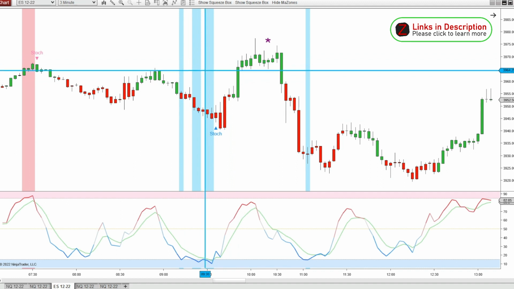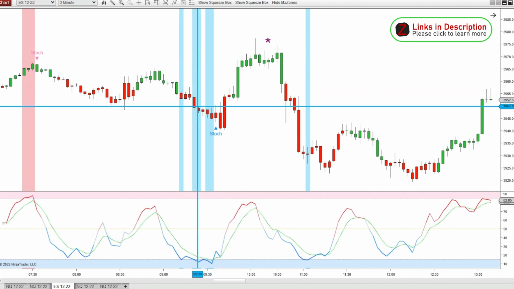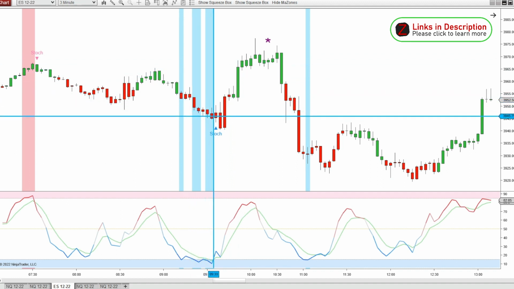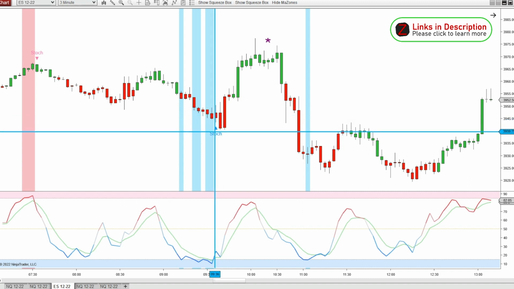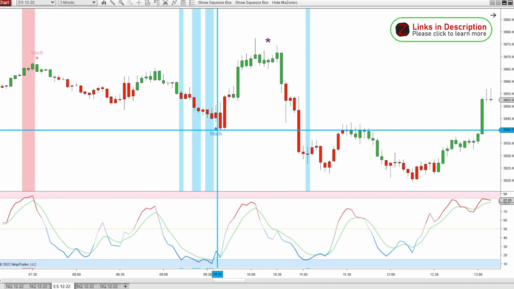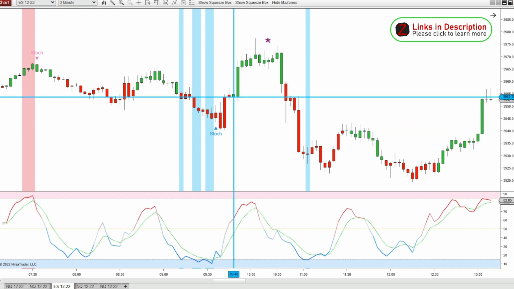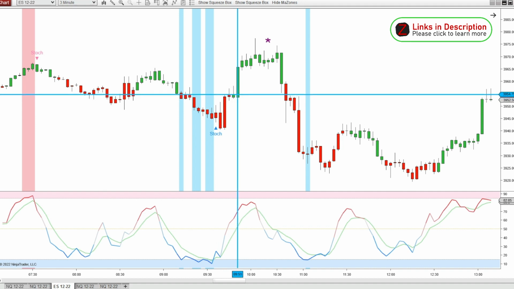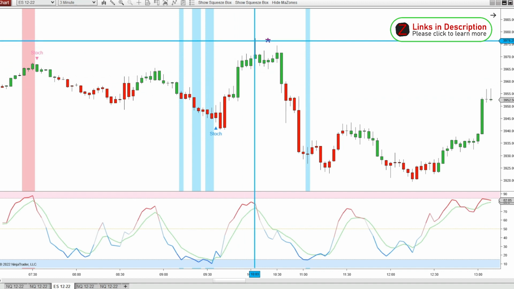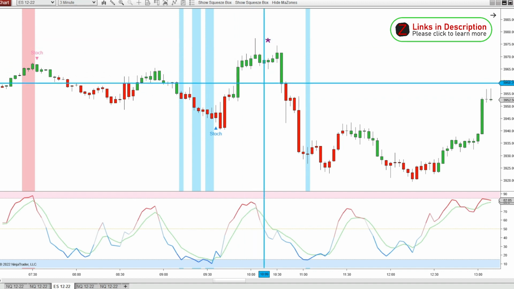We're getting these blue backgrounds printed, but our easy trend is still printing red candles, so we're not looking to get in just quite yet. Here we get a stochastic crossover signal, and the market is open. Once we do get a green easy trend candle, that would be a great place to get in. Market went up over 20 points.